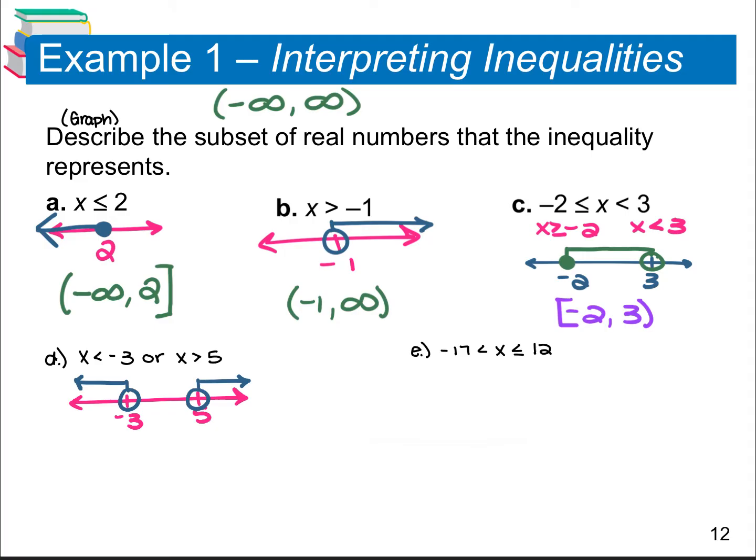To give the interval notation for this, we're going from -infinity up to -3, not including the 3, so we put the parentheses on it, with a union of 5 to positive infinity. Again, not including the 5, so the parentheses will go on that 5 as well.